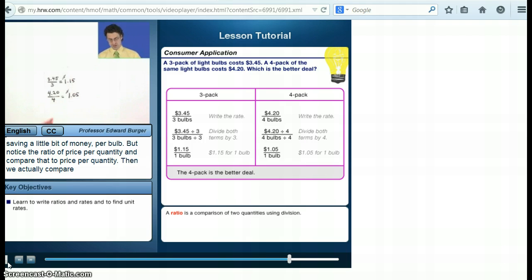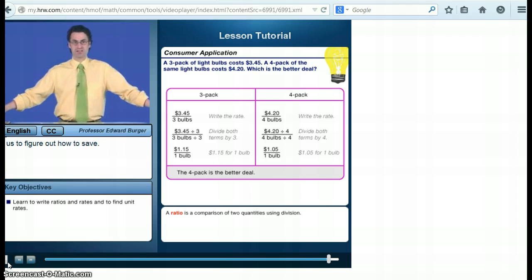But notice, we found the ratio of price per quantity for each pack, and then we compared these numbers, and saw this was the smaller number, which means this is the better deal. We're getting more for our money, and ratios allowed us to figure out how to save.